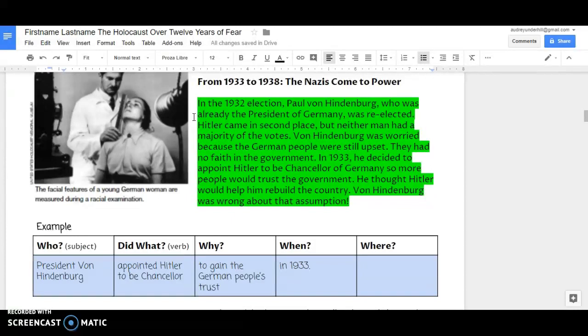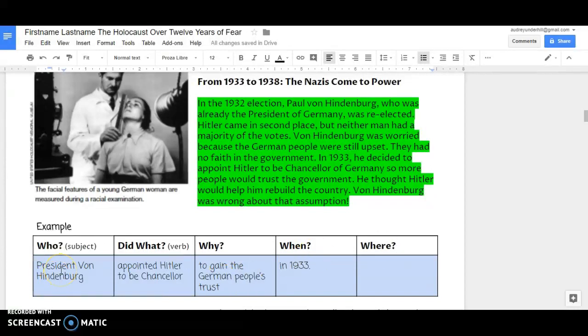So in the blue table, I need to fill in who did what, why, when, and where. The who and what boxes are mandatory. You can skip one of the why, when, or where boxes if it helps the sentence sound better.